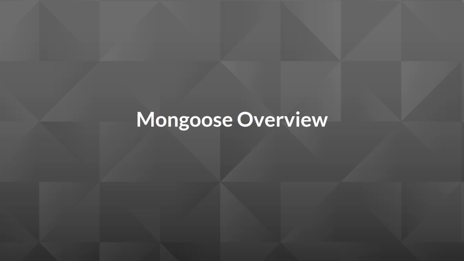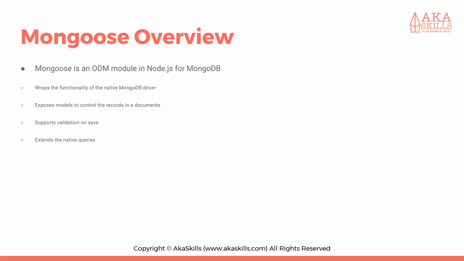Let's now make a Mongoose overview. Mongoose is an ODM module in Node.js for MongoDB. Basically, it wraps the functionality of the native MongoDB driver. It exposes models to control the records in a document, also supports validation on save, and extends the native queries.